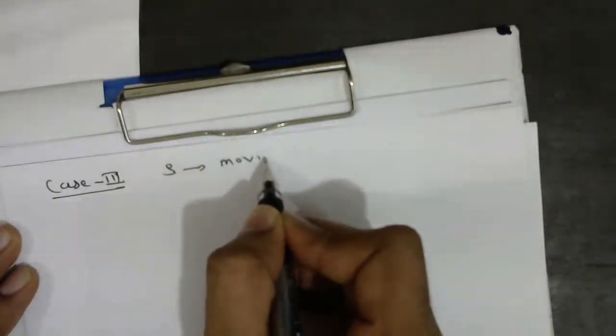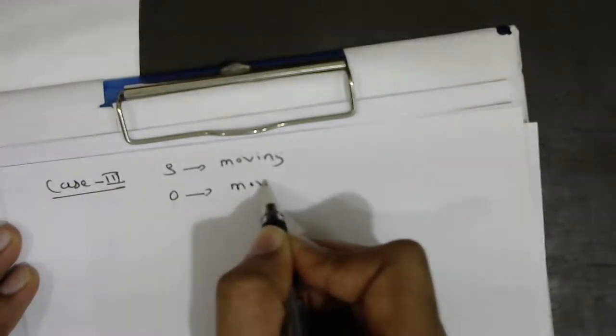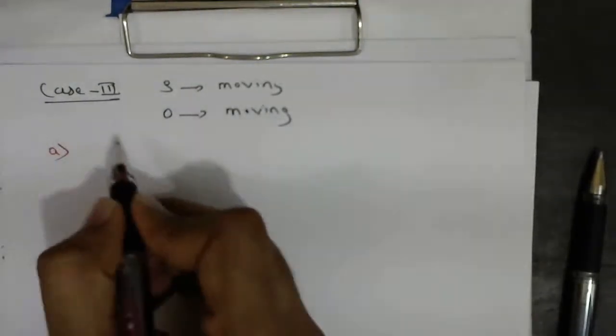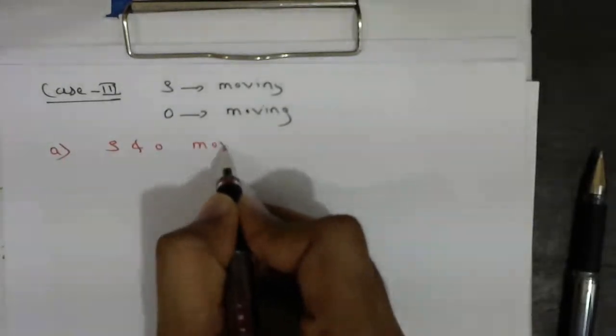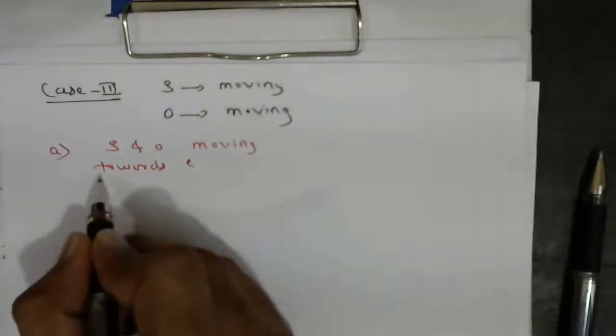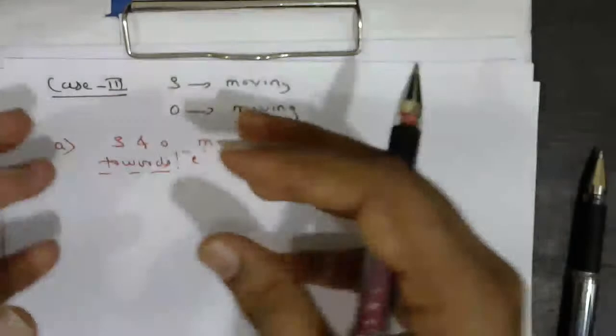Now move to the next case. Case 3: both are moving now. The source is also moving, and the observer is also moving. Observer and source both are moving. In this case number 3, again there are 4 sub cases. First case: source and observer moving towards each other. Both are moving towards each other.